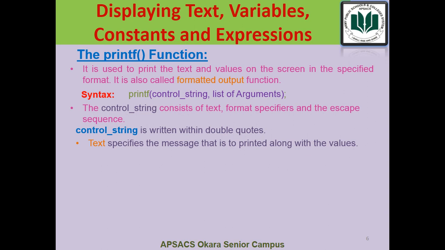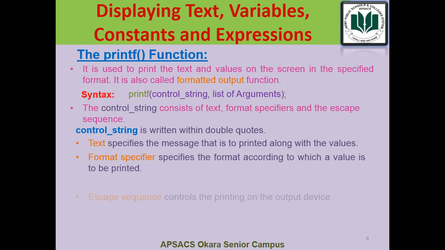Text. Okay, then text we have used. I have told you that the control string consists of text, format specifier and escape sequence. So text specifies the message that is to be printed along with the values. Format specifier specifies the format according to which the value is to be printed. Okay, the format that will be used to print the values is specified by the format specifier.